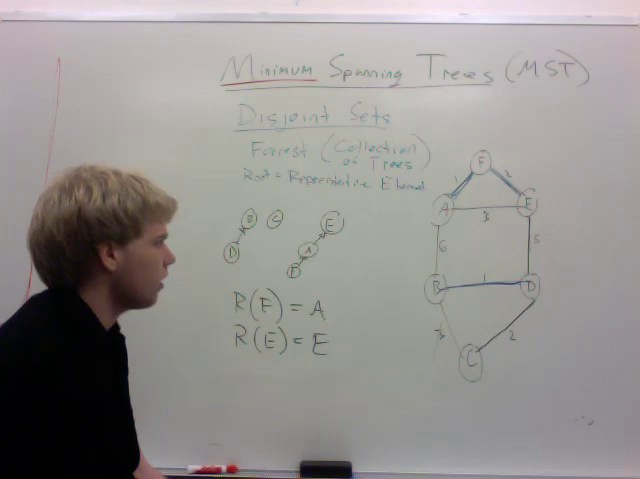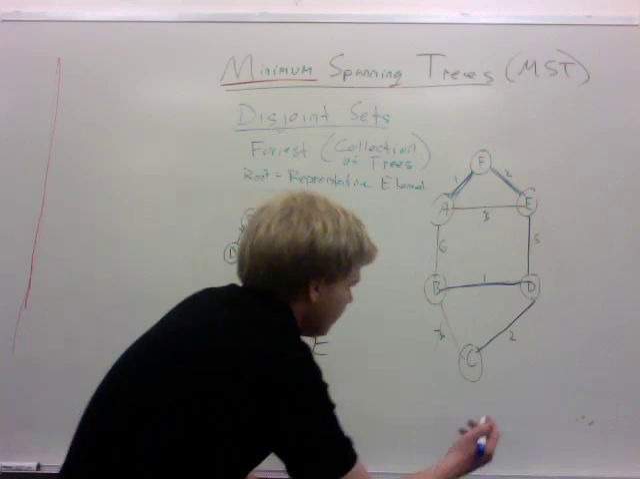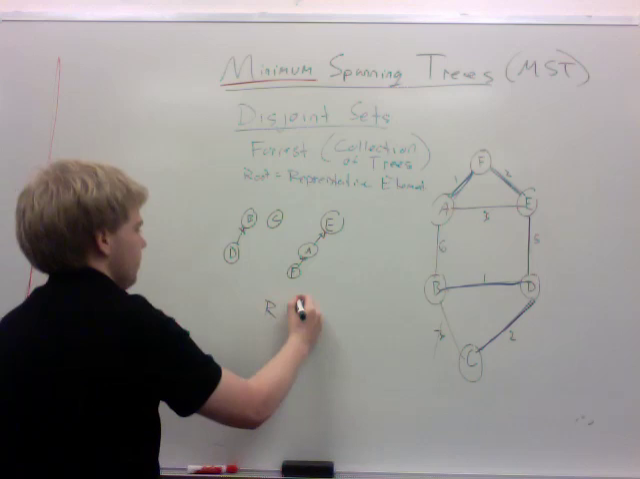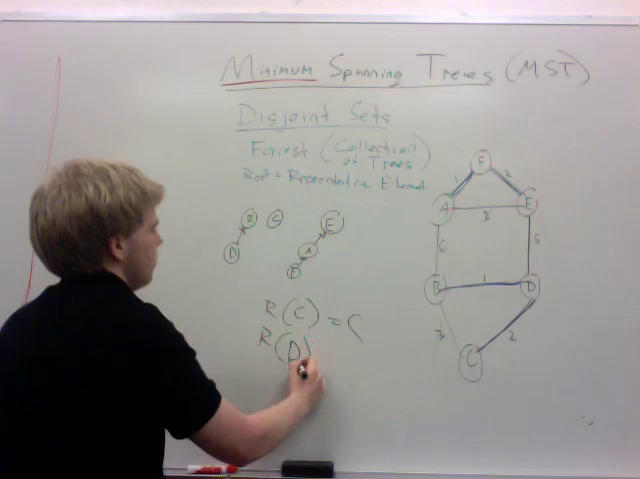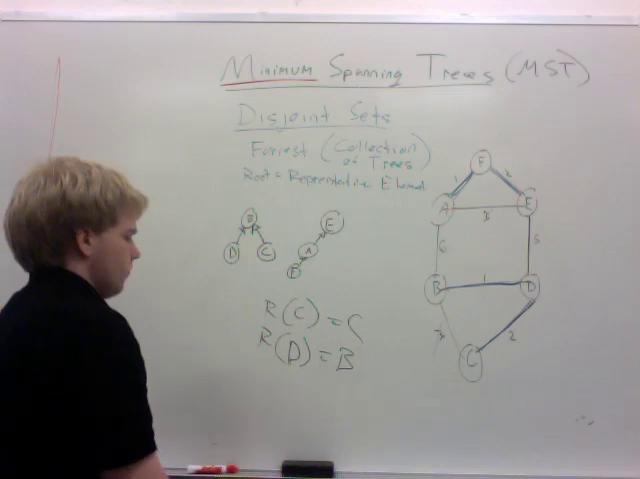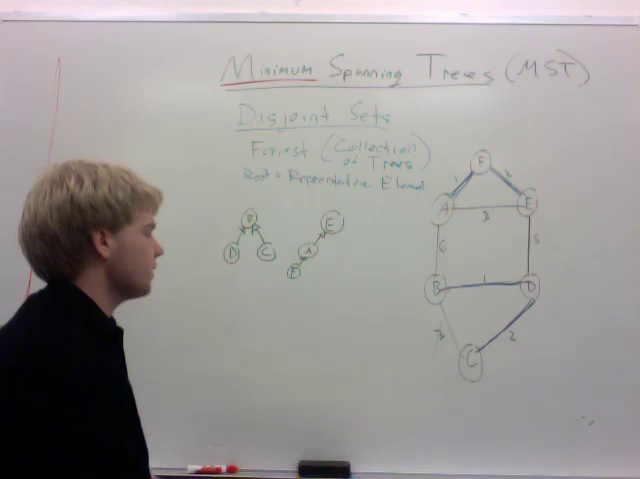Okay, so the next edge we're going to choose is C and D. So let's look at their representative elements. The representative element of C is equal to C. The representative element of D is equal to B. So they're different, so it's safe to choose this edge. So I'll just make C point to B. Okay, so now we have our two components.